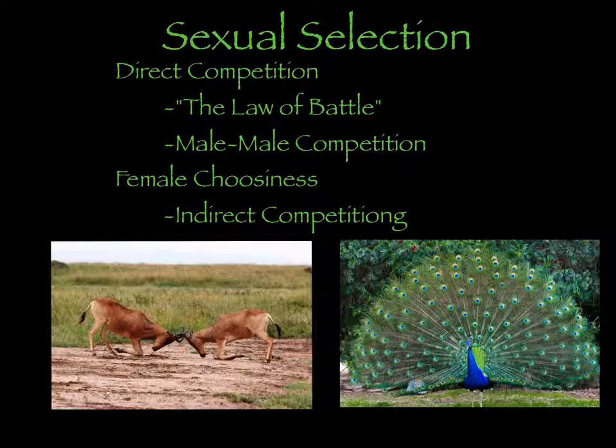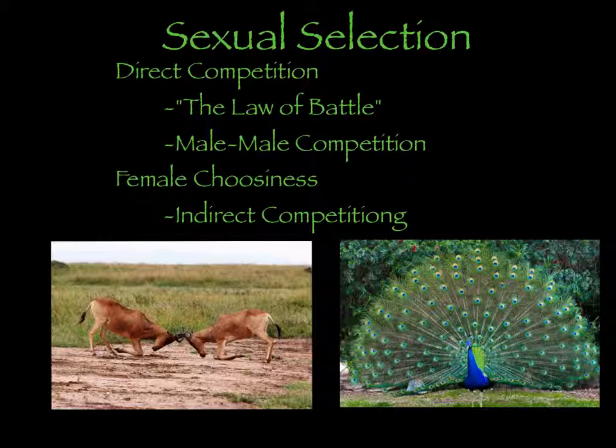Sexual selection is a form of selection where members of one gender choose mates of the other gender to mate with. There are two types of sexual selection we will discuss: direct competition and female choosiness. Darwin referred to direct competition as the law of battle. This is basically male-on-male competition. The selection will favor the trait that proves victorious in a battle between two males. Examples of these battles include the stabbing horns of the stag beetle and the clashing antlers of deer, as seen in the picture below. Favored traits include stronger weapons, larger body size, or anything that helps males win physical contests.